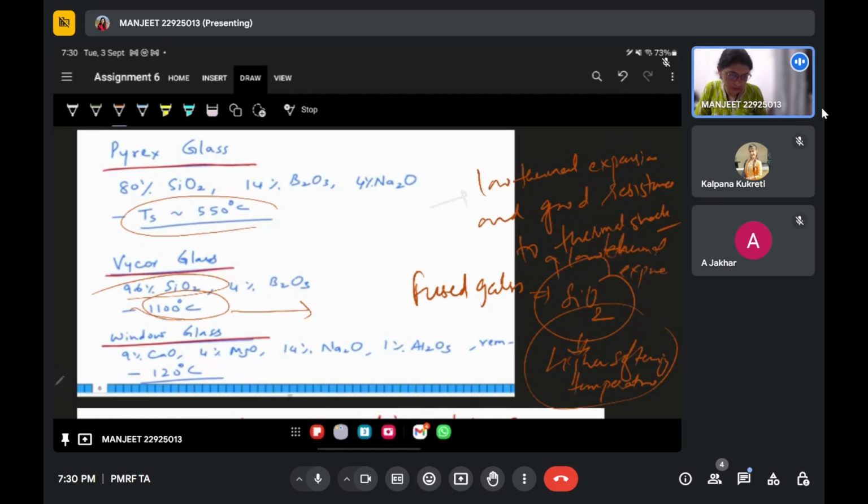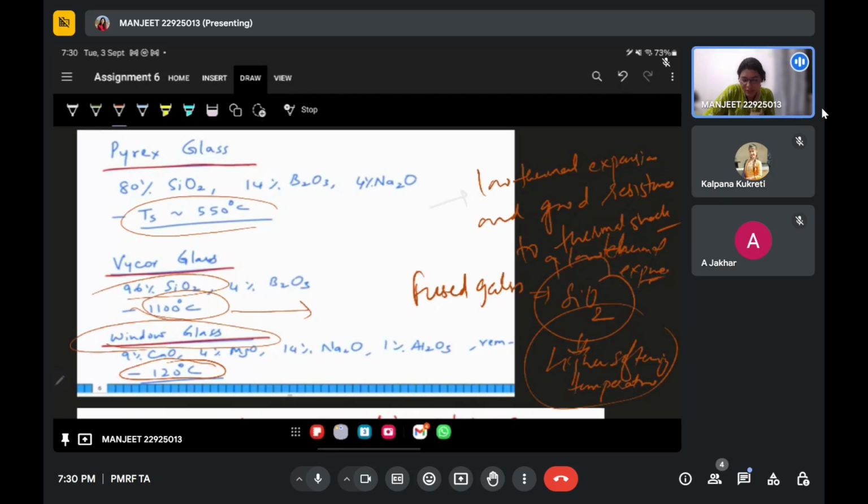The next one is window glass. Window glass is generally soda lime glass, which has a low softening temperature, in the range of 120 degrees Celsius. After that it gets soft, I mean, it melts, and we can say this is the softening temperature.